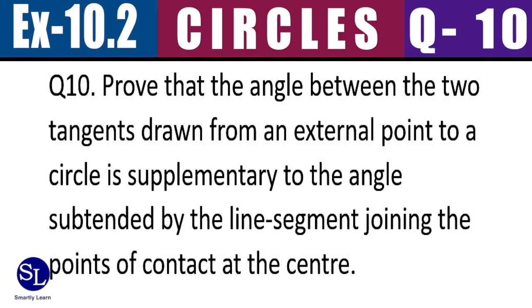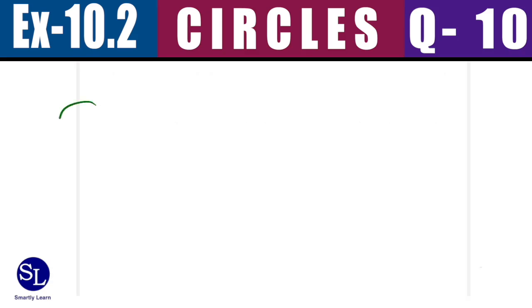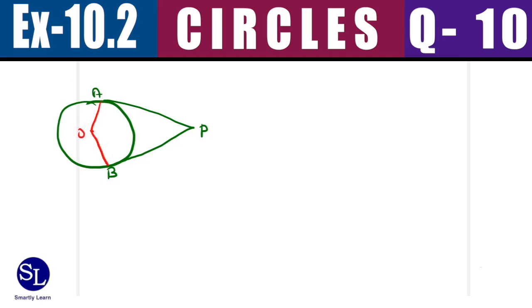So let's first draw a diagram so that we will be able to prove it easily. I'm drawing a circle, and from an external point P, I'm going to draw two tangents, the point of contact being A and B. The center of the circle is going to be O, so I'm dropping the radius from O to A and from O to B.